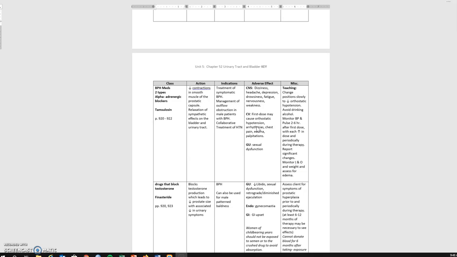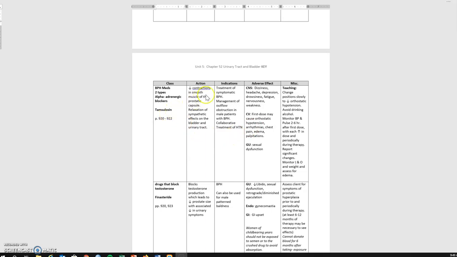Benign prostatic hypertrophy is a common problem in aging men. Since the prostate completely surrounds the urethra, any enlargement of this gland leads to discomfort and difficulty in initiating urination. There are two types of drugs used to treat BPH: the alpha adrenergic blockers, such as tamsulosin, and the drugs that block testosterone, such as finasteride. These drugs are discussed now.